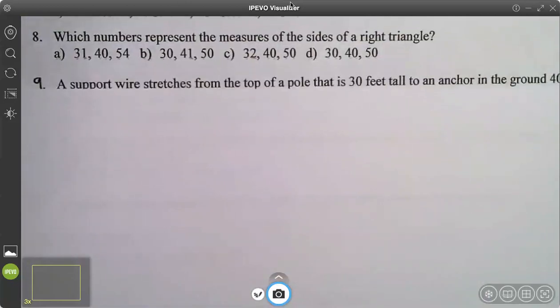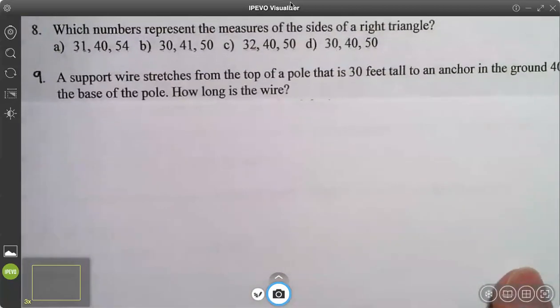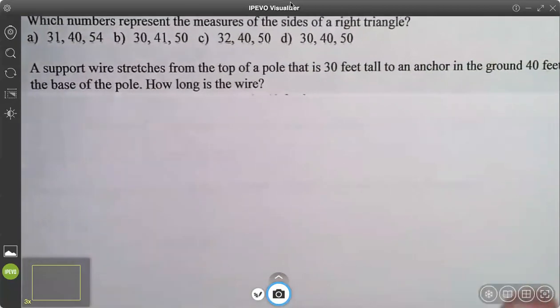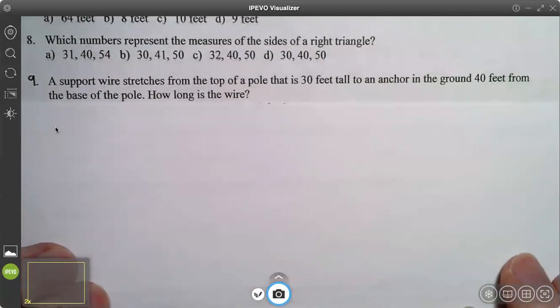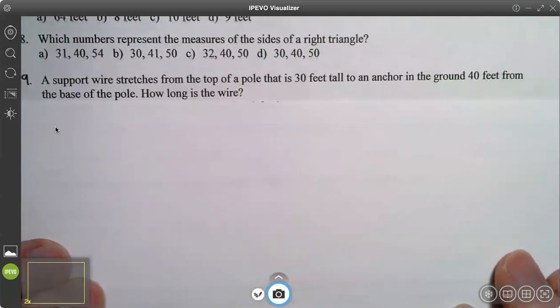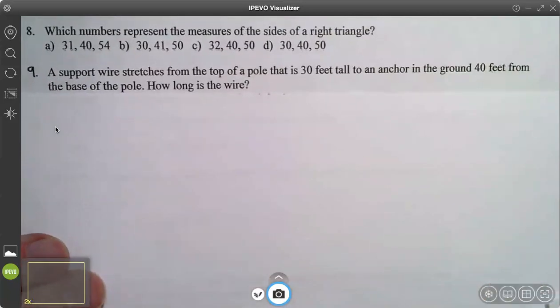Let me show you one more. You don't have to do this, I just want to show you one more. A support wire. Let me zoom out. A support wire stretches from the top of a pole that is 30 feet tall to an anchor in the ground 40 feet from the base of the pole. How long is the wire? Let me show you my picture.